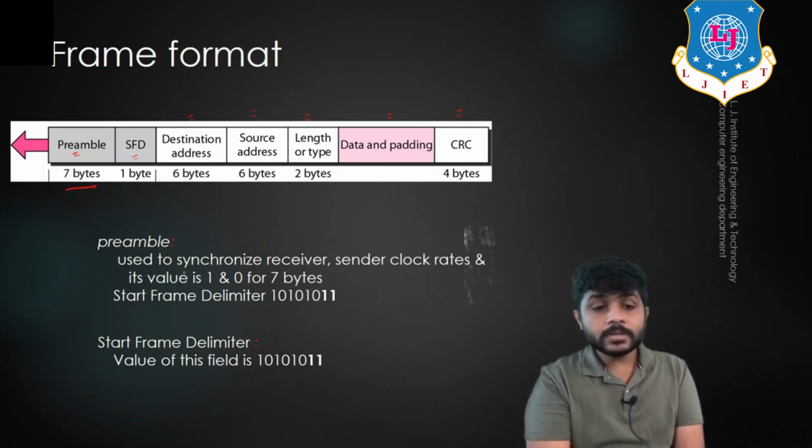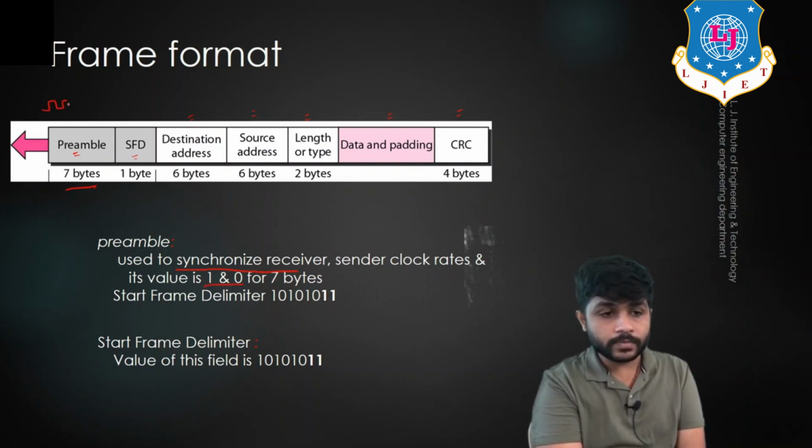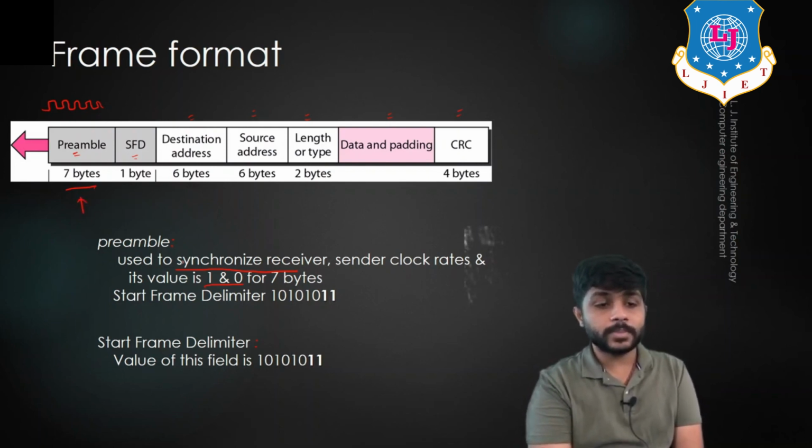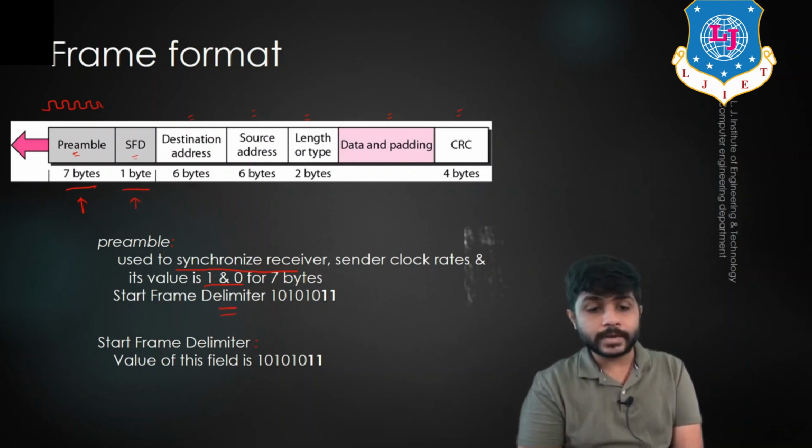The preamble is used to synchronize the receiver, and the value of the preamble is continuous 1 and 0 for 7 bytes. So when the receiver receives continuous 1010, it can understand that this frame is the preamble. The next one is the start frame delimiter. The size of the start frame delimiter is 1 byte.